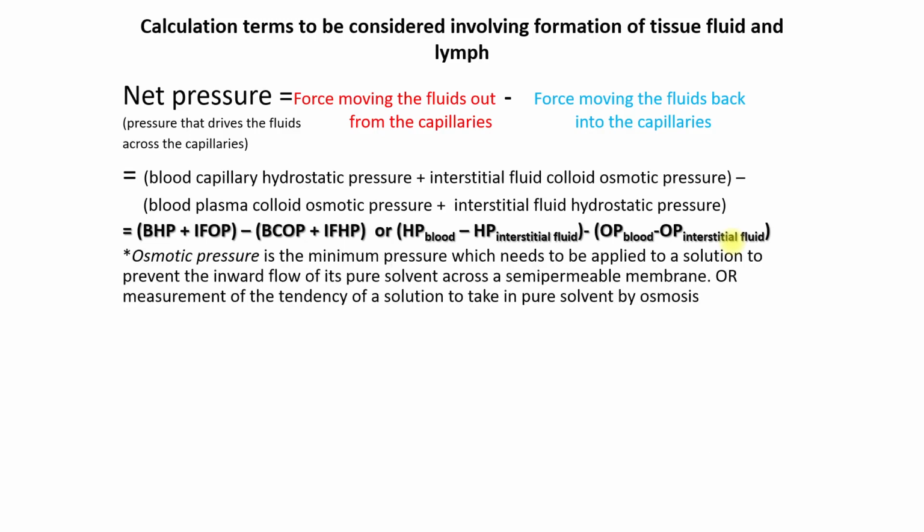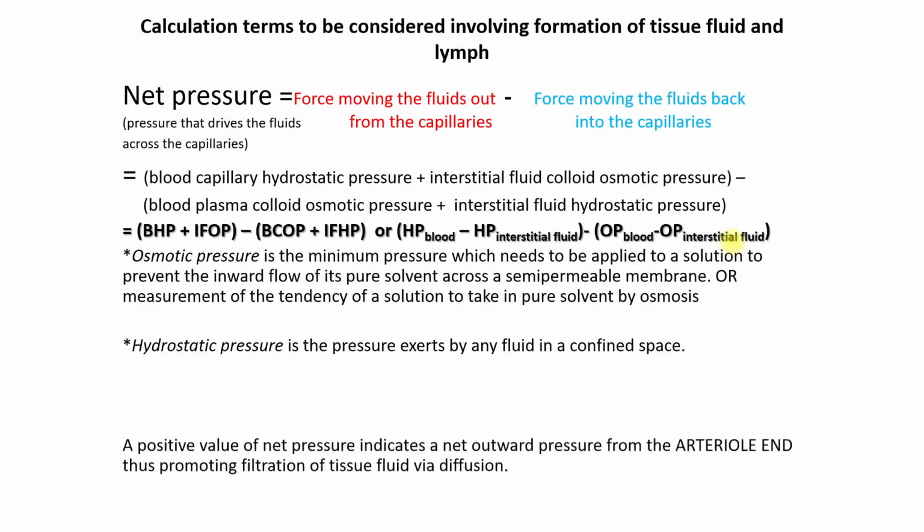Now, osmotic pressure is the minimum pressure which needs to be applied to a solution to prevent the inward flow of its pure solvent across a semi-permeable membrane, or simply, osmotic pressure can be defined as a measurement of the tendency of a solution to take in pure solvent by osmosis. Right. Hydrostatic pressure is the pressure exerted by any fluid in a confined space. That is hydrostatic pressure.